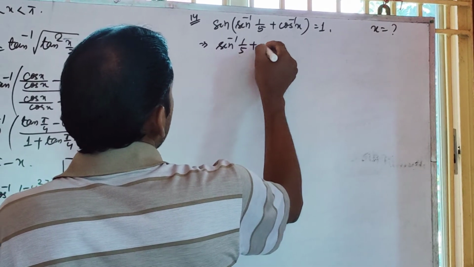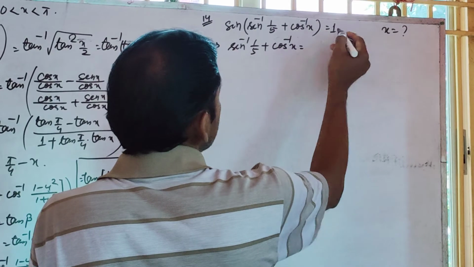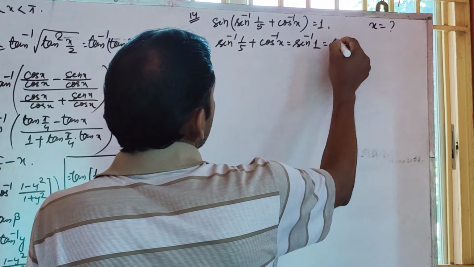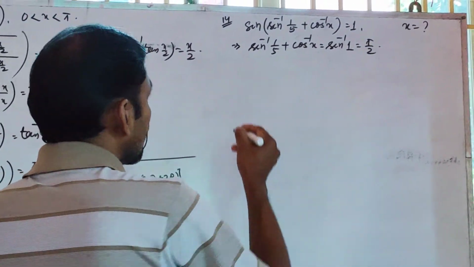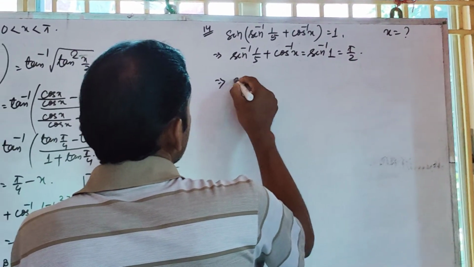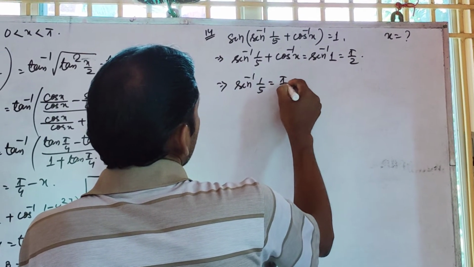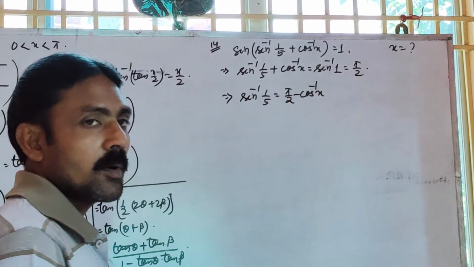sin inverse 1 by 5 plus cos inverse x. Now if we take this sin to the right hand side, it will become sin inverse 1, and sin inverse 1 is how much? Pi by 2. This implies sin inverse 1 by 5 equal to pi by 2 minus cos inverse x.